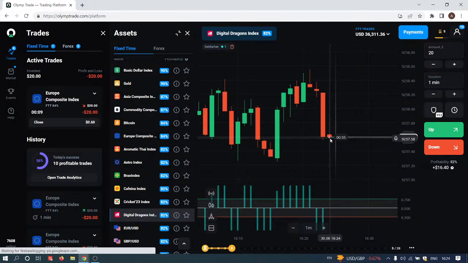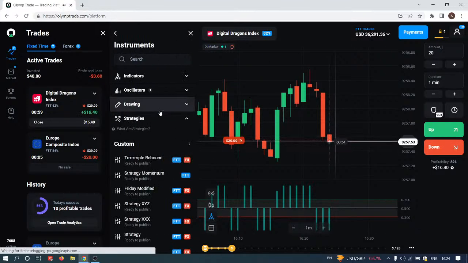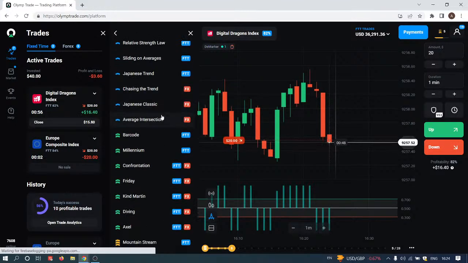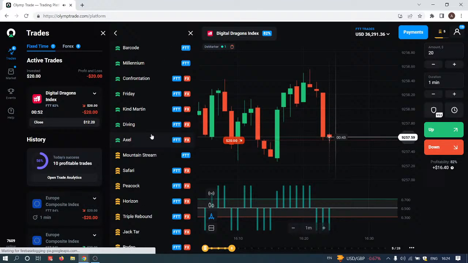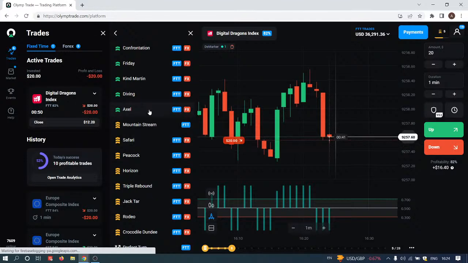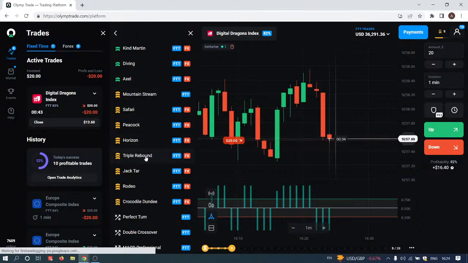Now, if you ask me about my favorite strategies with the highest number of profitable trades, definitely it's diving, Kind Martin, Excel is good. Definitely it's going to give you more than 50% winning trades, closer to at least 60 or even 70 sometimes. Triple rebound, 100%. One of the most efficient and reliable trading strategies. Safari strategy, definitely. Horizon, absolutely, more than 60%.